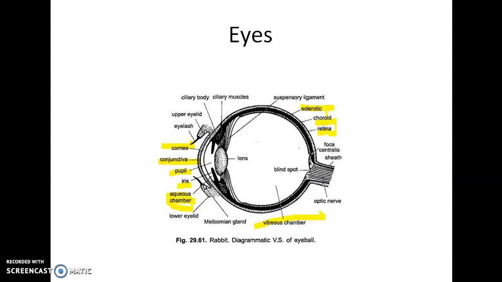And it is drained through a canal called canal of Schlemm. It nourishes the cornea and lens and maintains the intraocular pressure. The vitreous humor also maintains the intraocular pressure. Apart from this, it plays some role in focusing the lens by exerting some pressure on the lens.